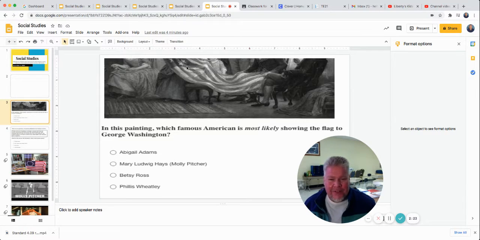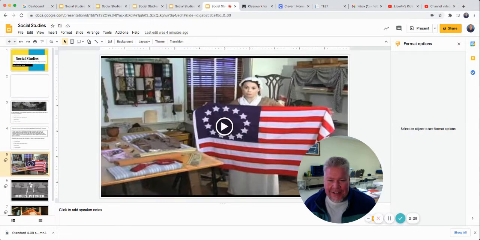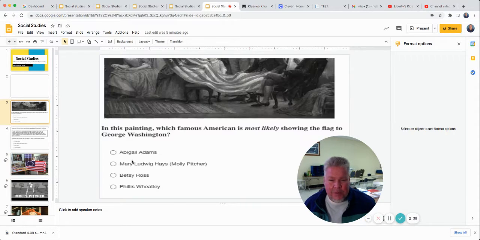Betsy Ross, who made the first American flag for George Washington. You're going to get to meet her in this slide right here. It's just an actor portraying her, but she's going to tell you all about talking with George Washington about making the first American flag. So it was Betsy Ross who made that flag.